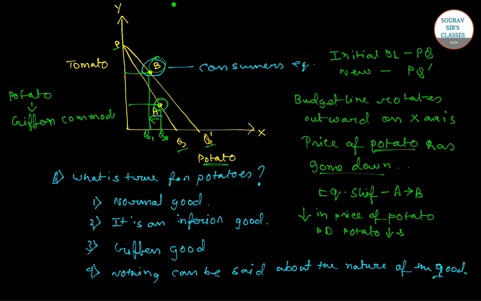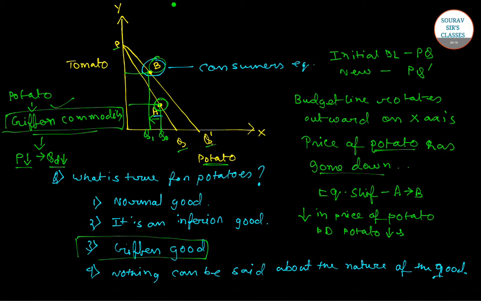Why so? Because we know the definition of a Giffen commodity. When the price of a normal commodity falls, the quantity demanded increases. But in this case, the quantity demanded has fallen due to the decrease in price. So we would conclude that it is a case of a Giffen commodity. So option 3 is the right answer.